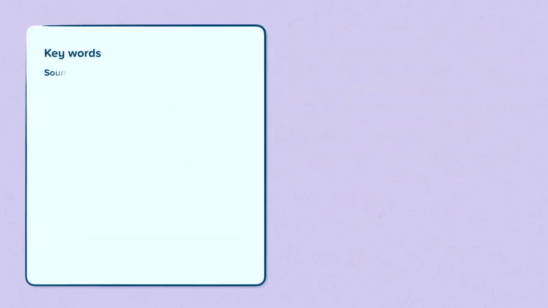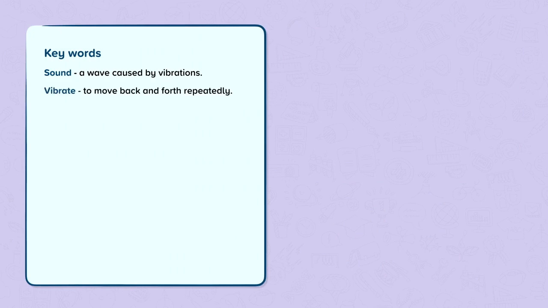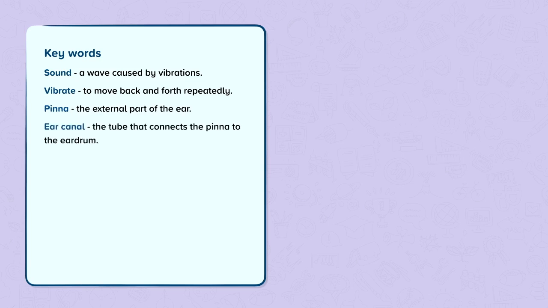Keywords: sound, a wave caused by vibrations. Vibrate, to move back and forth repeatedly. Pinna, the external part of the ear. Ear canal, the tube that connects the pinna to the eardrum.